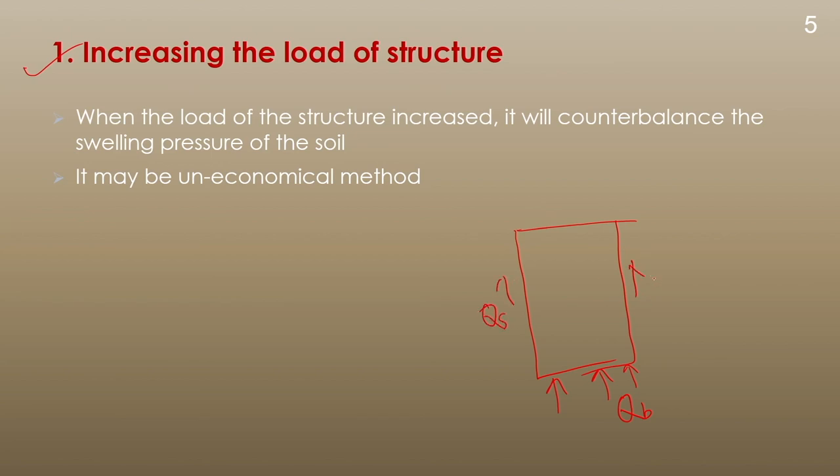So, this is the frictional resistance. In this case, the pile is located in an unstable zone, that is the active zone. If it is located in a stable zone, then QB will not be there, only the frictional resistance will act. So, to counteract this frictional force arising due to the swelling of the soil, we need to increase the load of the footing, or we need to increase the load of the structure which comes to the footing. But to do this, we need to have a larger structure which may not be economical. So, therefore, this method is not economical. We need to increase the load of the structure to counterbalance the swelling pressure of the soil, but this is not an economical method.